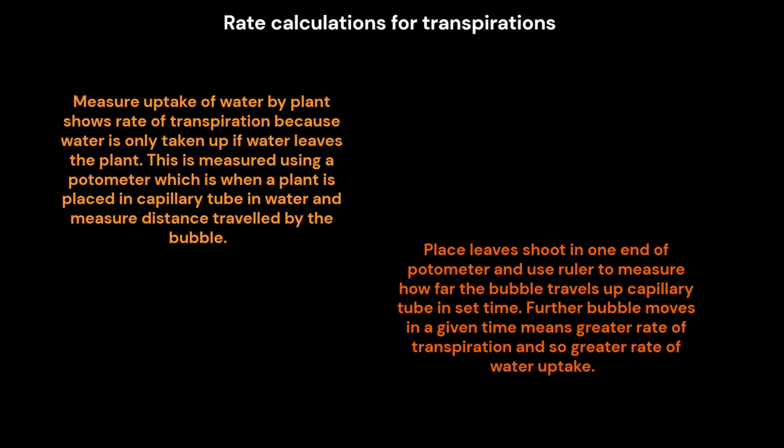Rate calculations for transpiration. Measuring uptake of water by a plant shows the rate of transpiration, because water is only taken up if water leaves the plant. This is measured using a potometer, where a plant is placed in a capillary tube in water and you measure the distance traveled by the bubble. Place the leafy shoot in one end of the potometer and use a ruler to measure how far the bubble travels up the capillary tube in a set time. The further the bubble moves in a given time, the greater the rate of transpiration and so the greater the rate of water uptake.